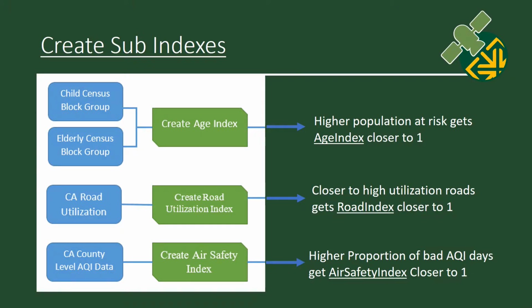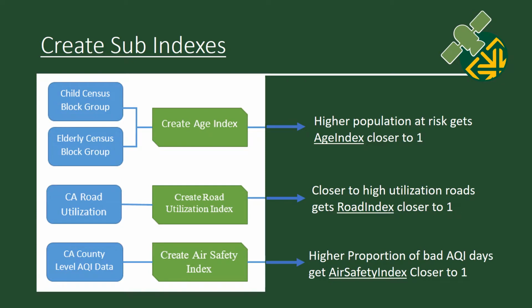To answer this question, we first needed to gather several data sets from various sources. The age demographic data was obtained from the U.S. Census Bureau at the block group level. This had information about the number of households with certain age groups. This data was used to generate an age index that ranked the risk of asthma according to the percent population of sensitive groups.